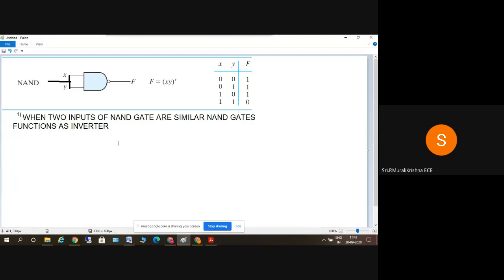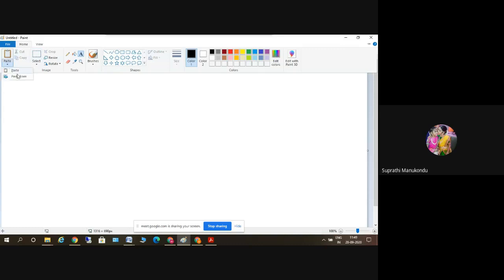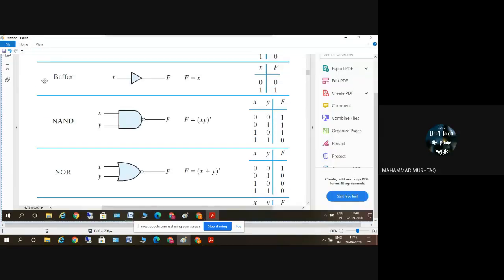Clear? Yes, sir. Any doubts? Any doubts in this NAND gate function? Because we will go into detail in the future classes. We'll go into detail on how to implement each and every function using NAND gates. So just know the basics of the NAND gate right now. Clear? Yes, sir. Okay, next we'll see the NOR gate.